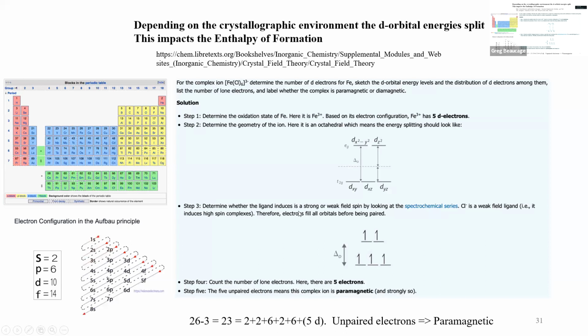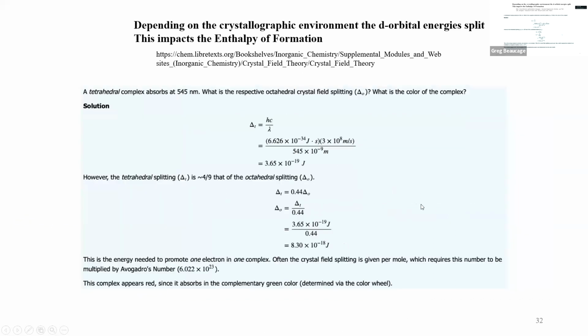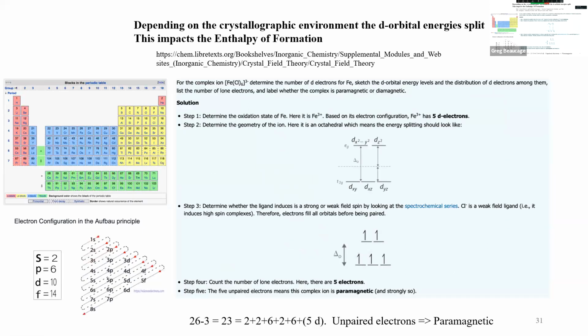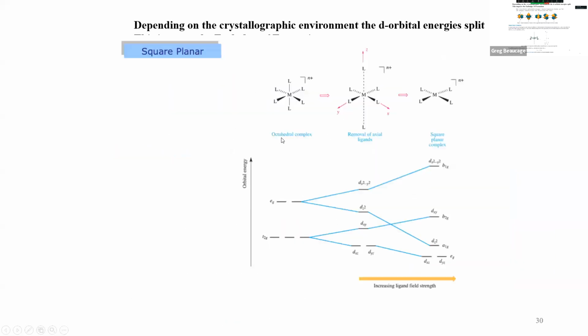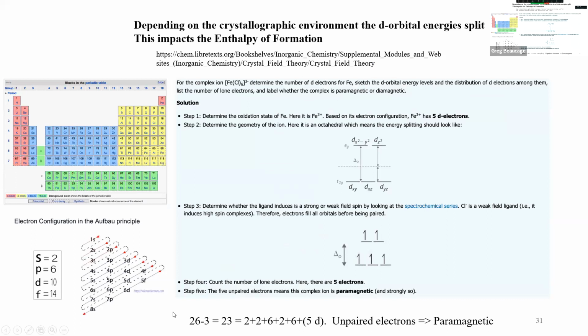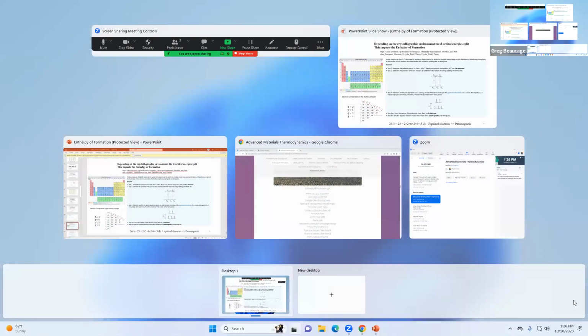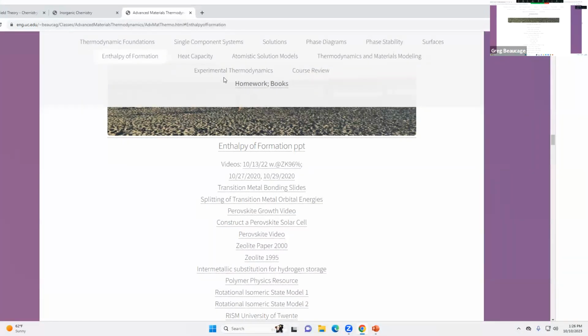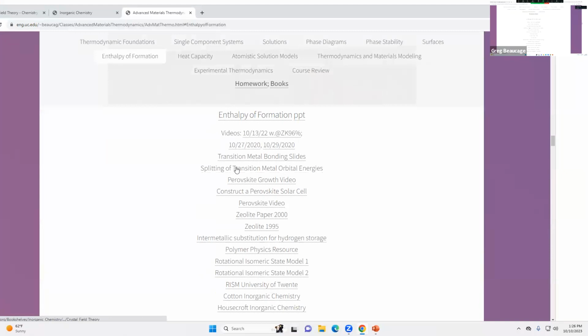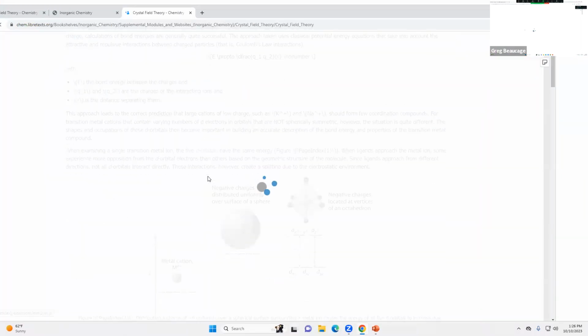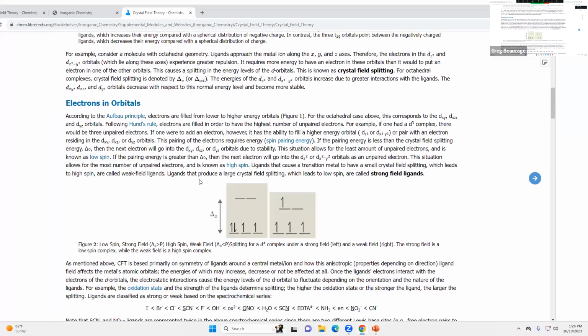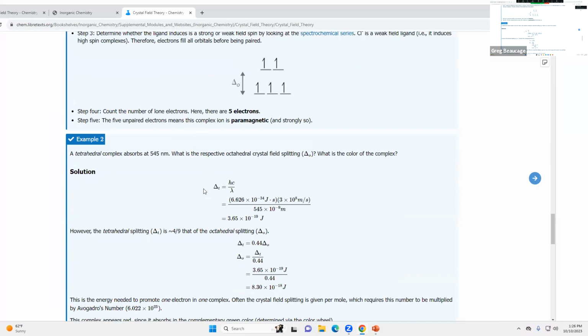Then determine whether the ligand induces strong or weak field from the spectrochemical series, which I didn't mention. Let's see. The spectrochemical series is in this slide somewhere, but I can just get it from the web page, I think. I'll figure out how to do that. The web seems to be going slowly here. This is actually just going through this web page.